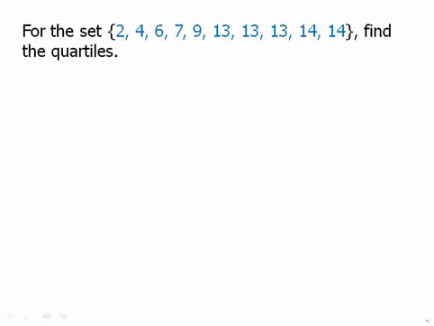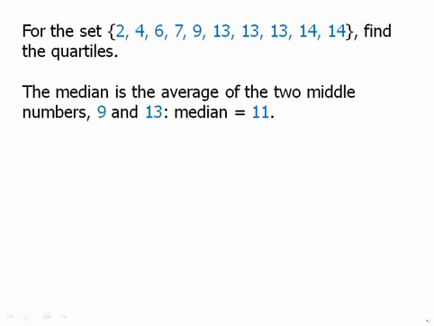All right, suppose we have this set, a not very big set, and we need to find the quartiles. Well, the median is the average of the two middle numbers. There are 10 numbers on the list. The fifth and the sixth number are the two median numbers, 9 and 13. We average them, we get a median of 11. All right. So imagine we draw a line between the 9 and the 13. That's where the median would be, and that divides it into an upper list and a lower list.